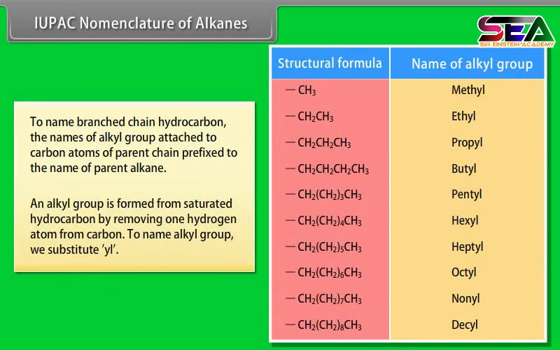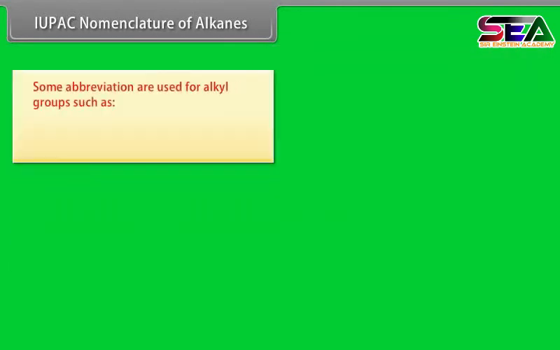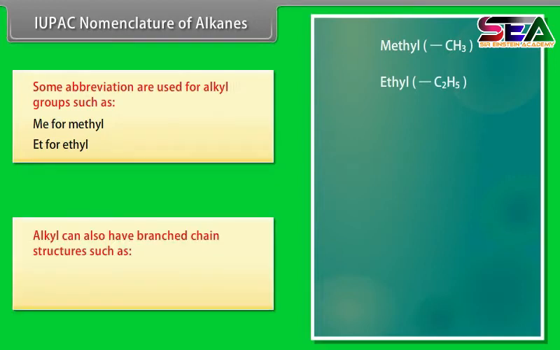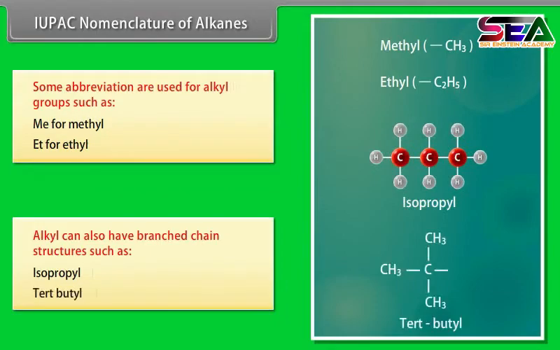An alkyl group is formed from a saturated hydrocarbon by removing one hydrogen atom from a carbon. To name an alkyl group, we substitute -yl. Some abbreviations are used for alkyl groups, such as Me for methyl, Et for ethyl. Alkyl groups can also have branched-chain structures such as isopropyl, tert-butyl.